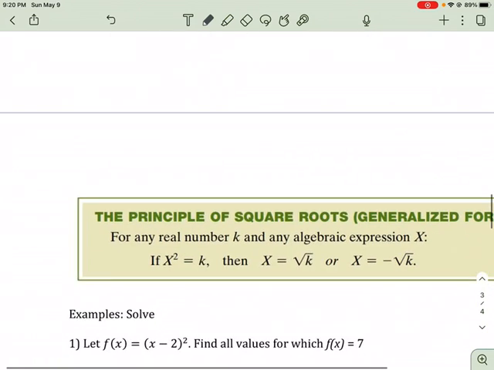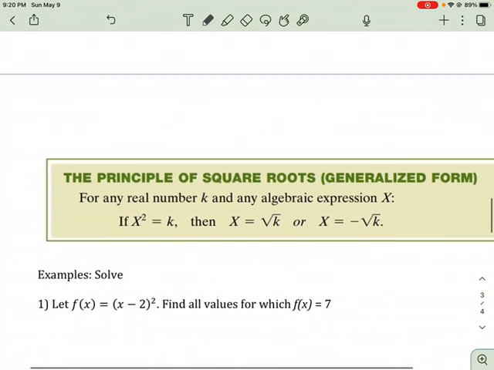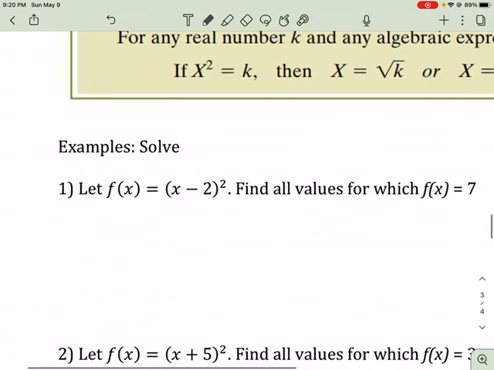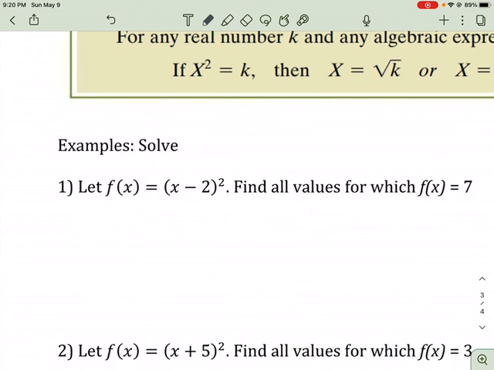Okay, so we can do this with quantities as well. You see here we have f of x is equal to x minus 2 quantity squared. Find the values where f of x is equal to 7. So I'm going to take this 7 and put it in and say 7 equals x minus 2 quantity squared.